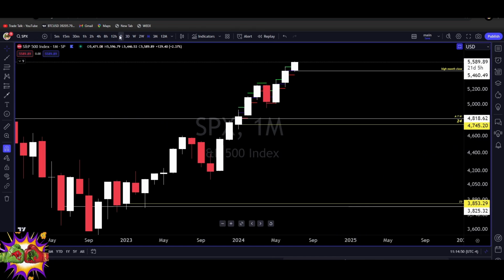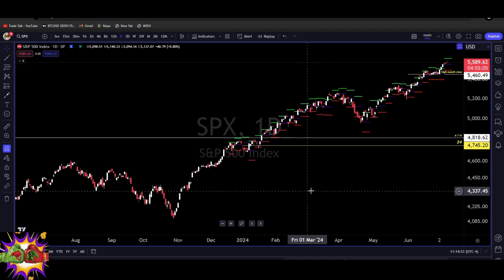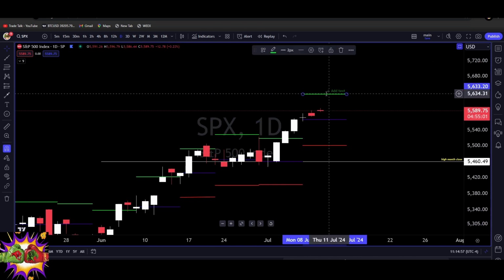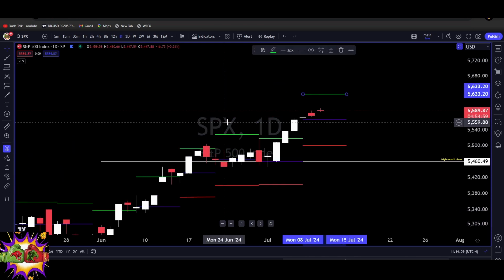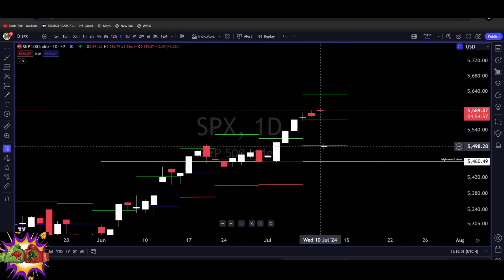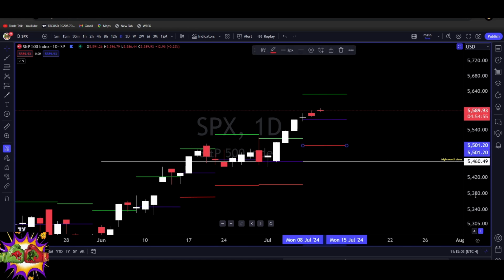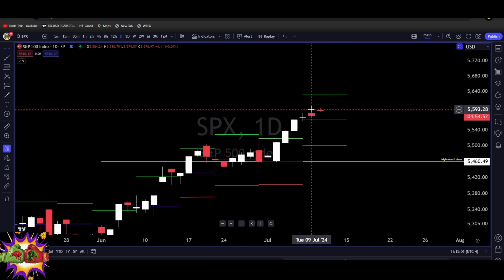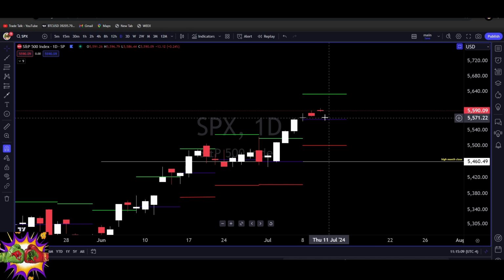Here is the S&P 500 and the expected range. Upper edge of the expected move for this week is going to be 5632.20. Lower edge of the expected move is going to be 5501.20. And you can see that we're just a little bit above unchanged. The blue line is the unchanged area. That's the close of Friday's candle.